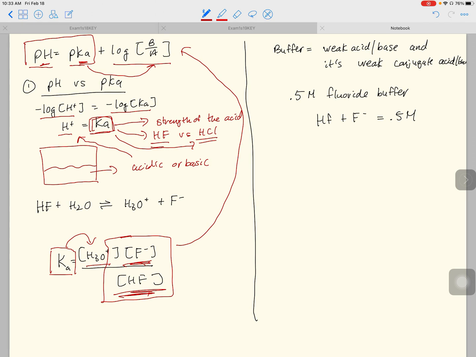Now, I just want to give you another definition of buffer. A buffer is a weak acid or base, and its weak conjugate acid and base. And when we see this term, it may look daunting. You see 0.5 of fluoride buffer, and you might ask yourself, what is this? All I want you to think for now is imagine a weak acid and its base equal to 0.5, right? So for example, we could have 0.25 plus 0.25 equals 0.5, or we can have 0.4 plus 0.1 equals 0.5. And so moving forward, whenever you see a buffer concentration of 0.5, just imagine HF plus a base equals 0.5. Okay?